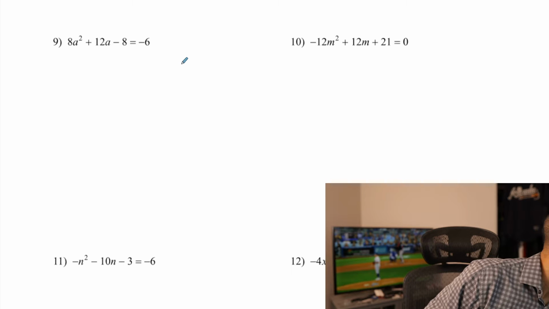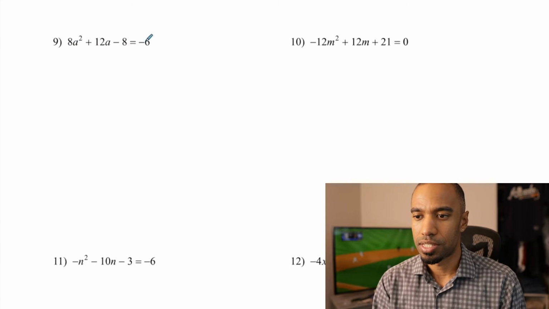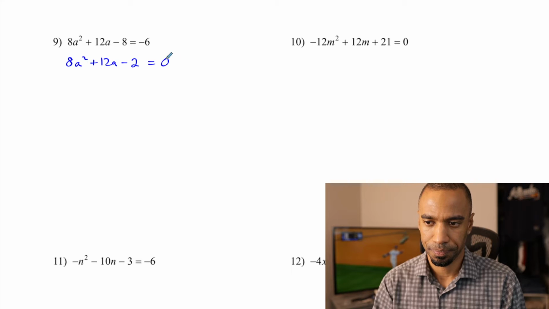Give me one moment. Okay, here we go. All right, so number 9 here. Let's set it equal to 0. Let's add 6 to both sides, and I'll get 8a squared plus 12a minus 2 equals 0.